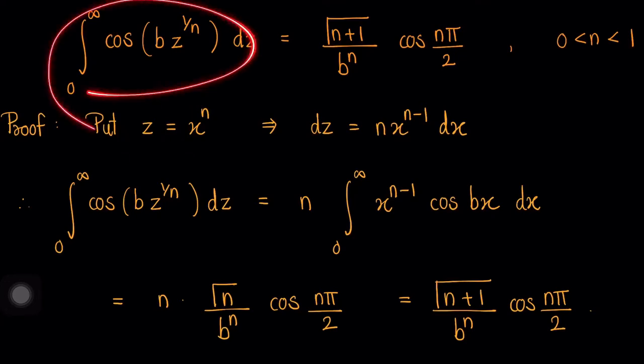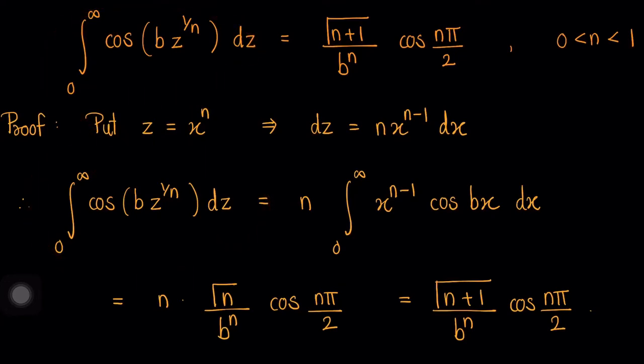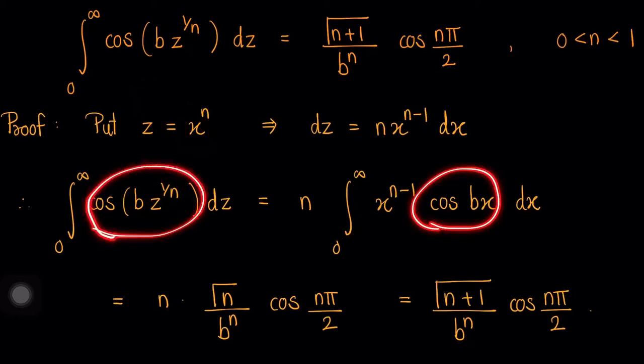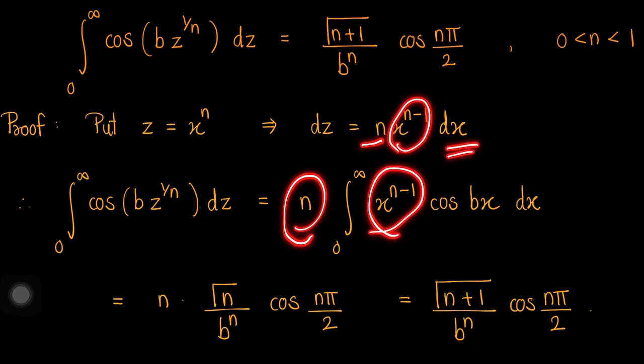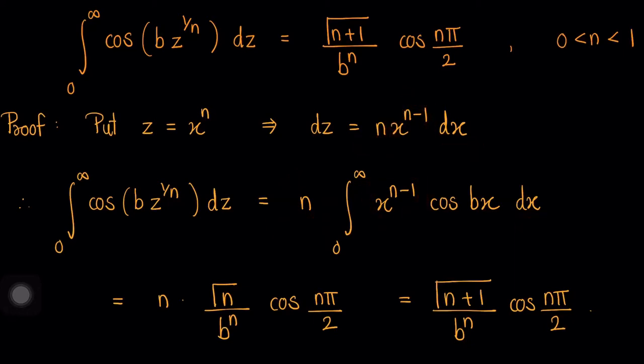So this integration becomes the integral from 0 to infinity of cos of bx, since the value of z raised to 1 by n is simply x, and the value of dz is equal to n into x raised to n minus 1 dx. Therefore the value of this integral is equal to n into the integral from 0 to infinity of x raised to n minus 1 cos of bx dx.